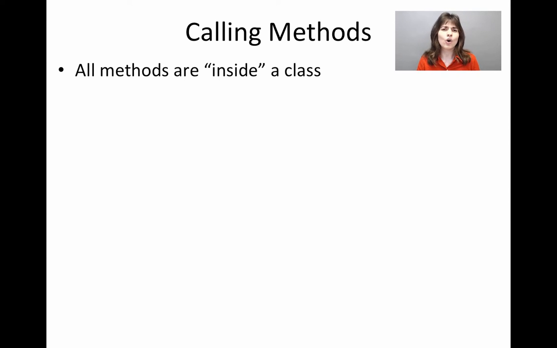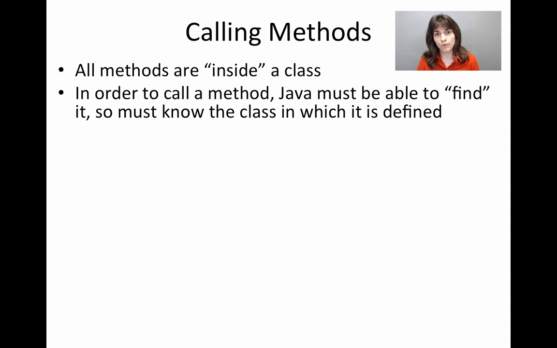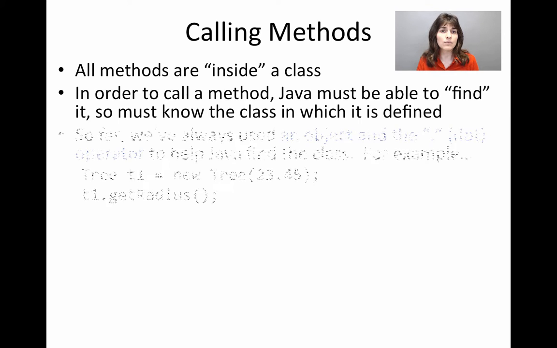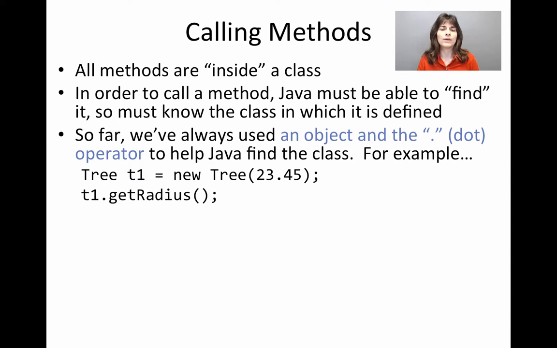Now, when we call a method, when we invoke a method, Java needs to know where to find the body of that method. Where is it going to get the statements that need to be executed when we call a method? How have we solved this problem so far? Every time we call a method, we call it through an object. So we have object name, dot operator, method name.